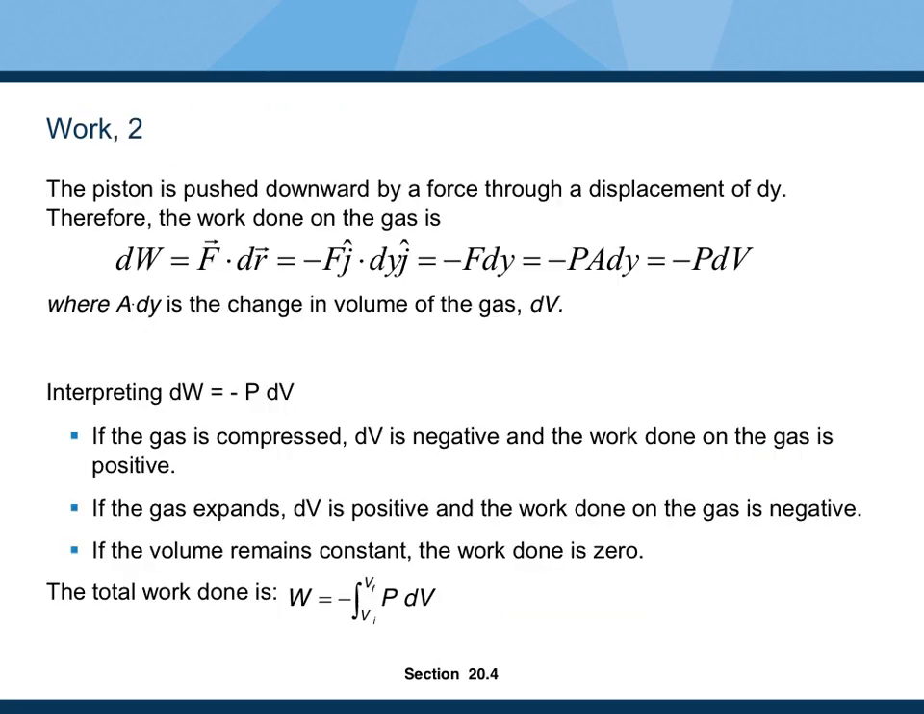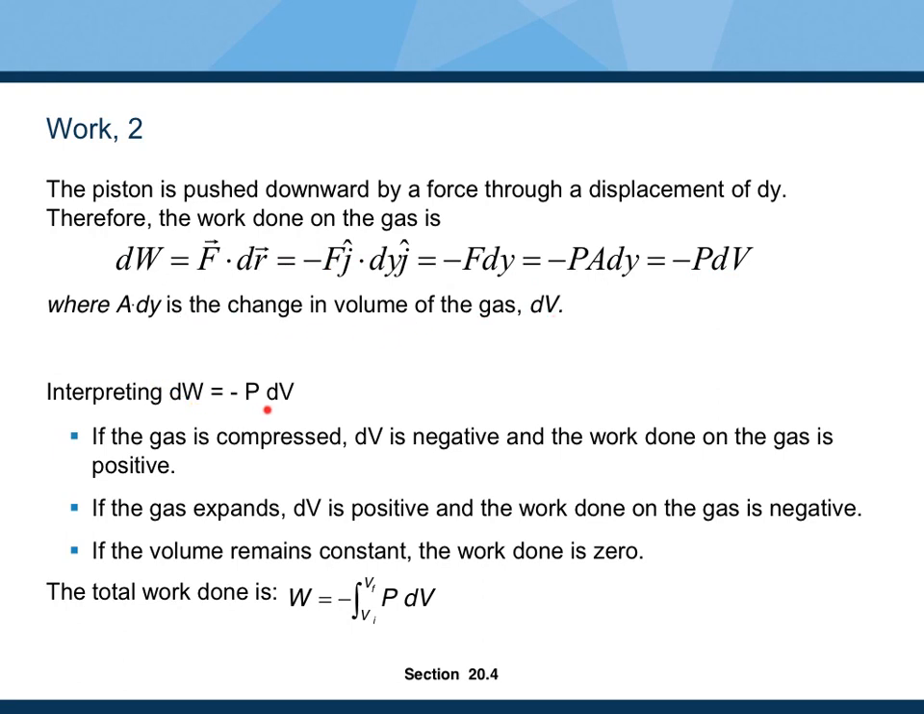If the piston is pushed downward by a force through a displacement of dy, then the work done on the gas is given by this equation. dW is equal to negative P dV. And dV is the change in the volume of the gas.